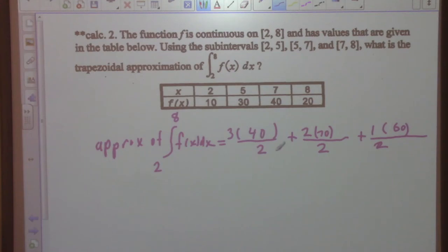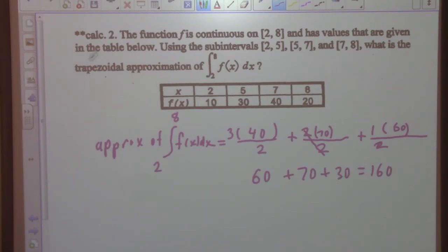Okay. So what you can do is you have 3 times 40, so that's 120 divided by 2, that's going to be 60. And then you have 100 plus 70 plus 30, and that is 160. So you should get 160. Is that what you got? Yep, that's the one.